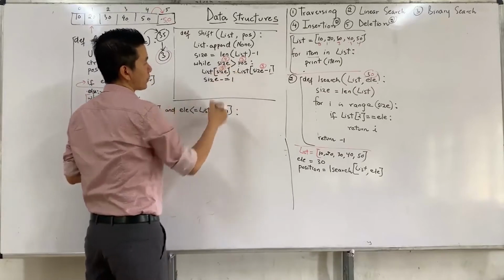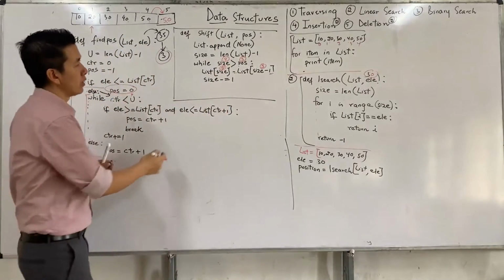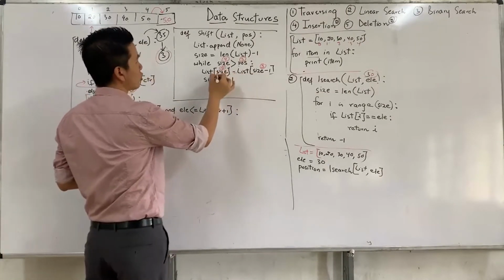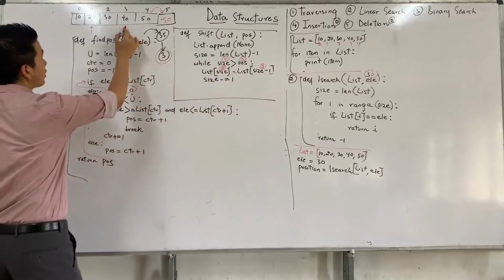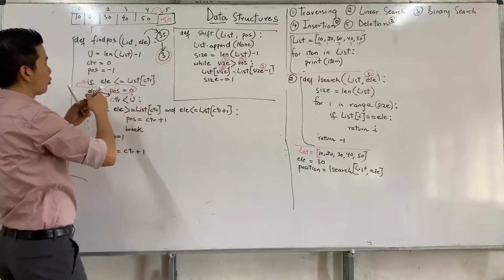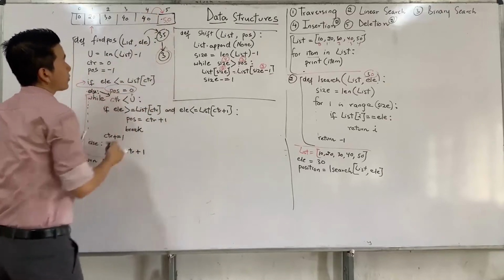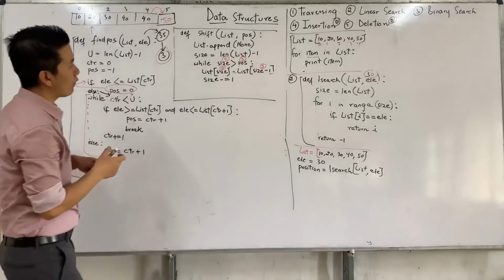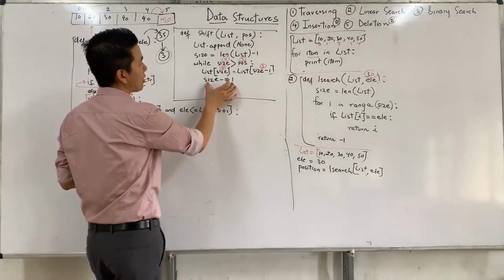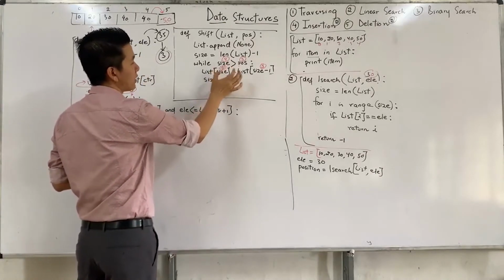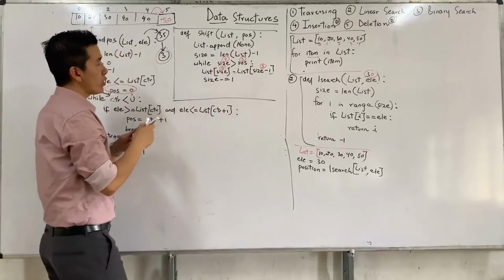Okay, go real slow. So list of 3 will be copied onto list of 4. List of 3, which is 40, will be copied onto list of 4. So which means you will now have 40 here. And then the size will be decremented further. The new value of size will be 3.